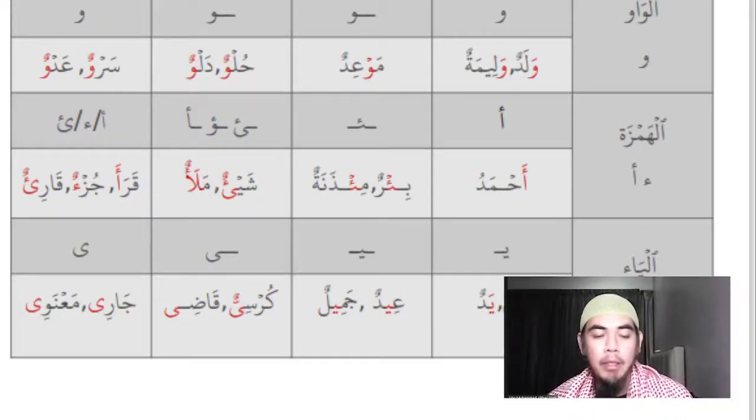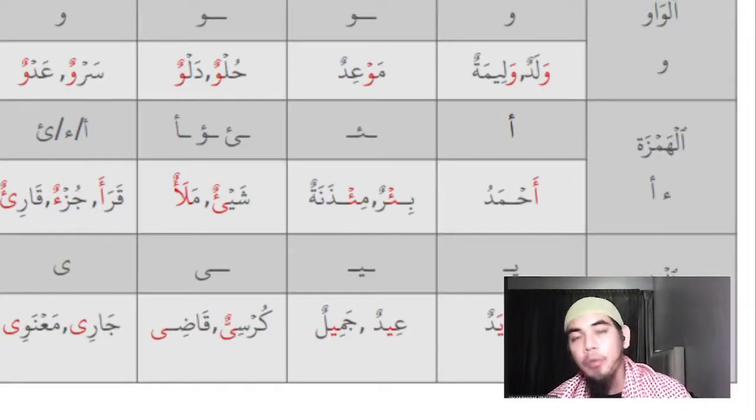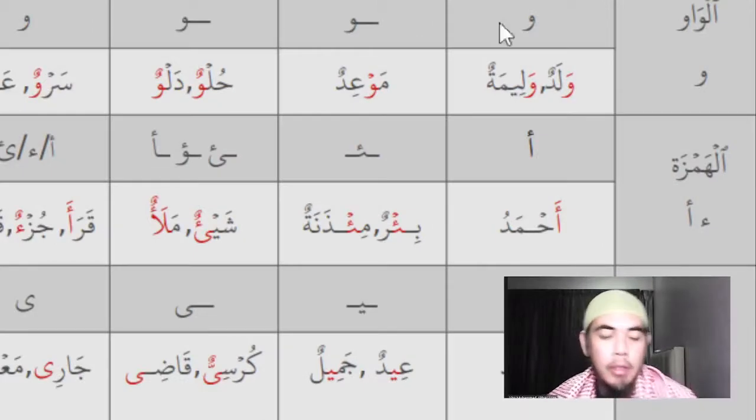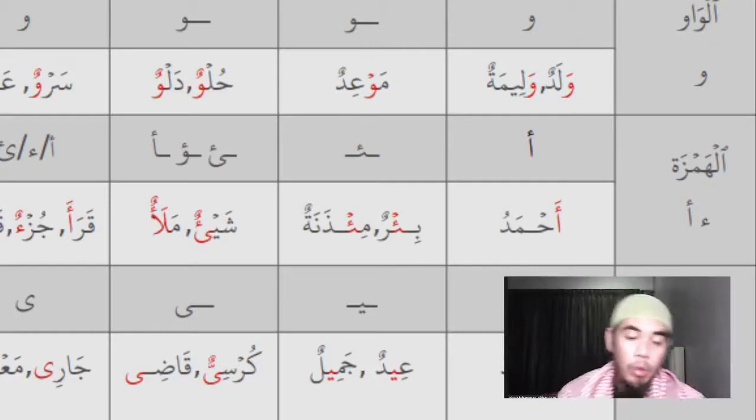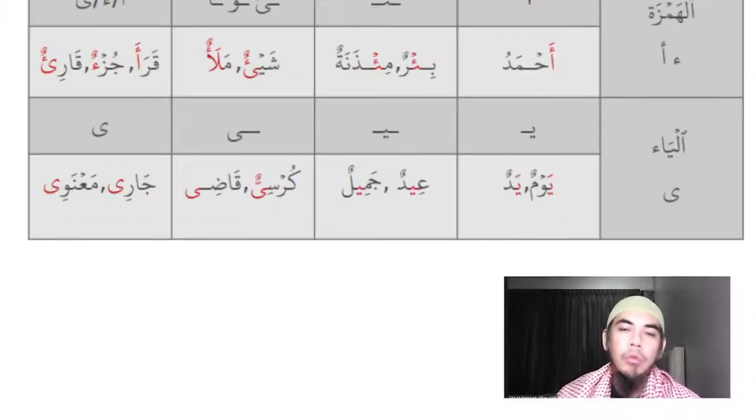When it's in the middle of a word, it still looks like waw. It's just connected to the previous huruf. Waw in the middle and at the end is the same, because it cannot connect to the next letter anyway. Maw'idun for the middle, and at the end, hulwun, dalwun. Qalu, for example.